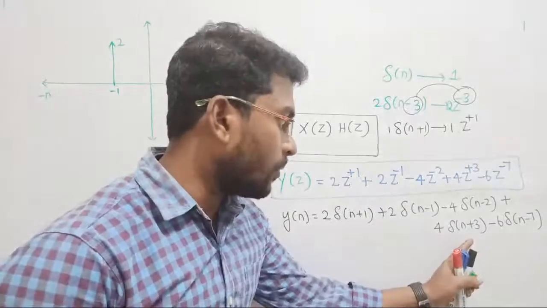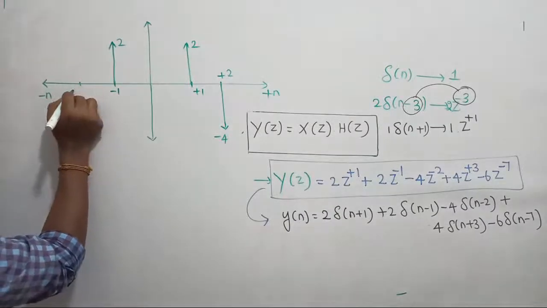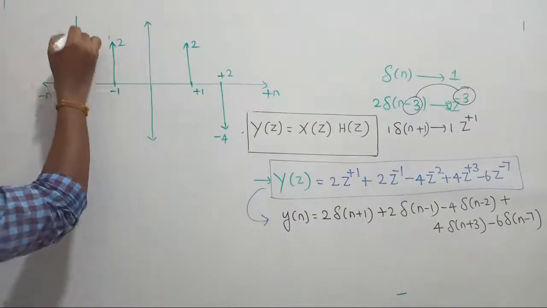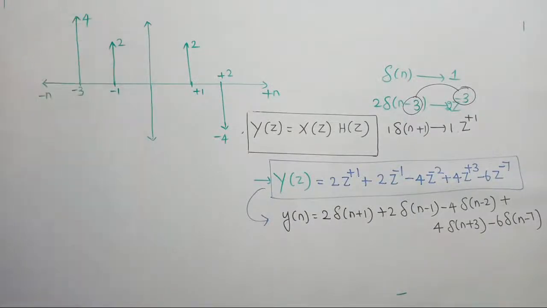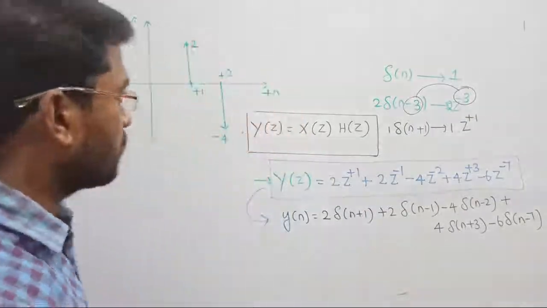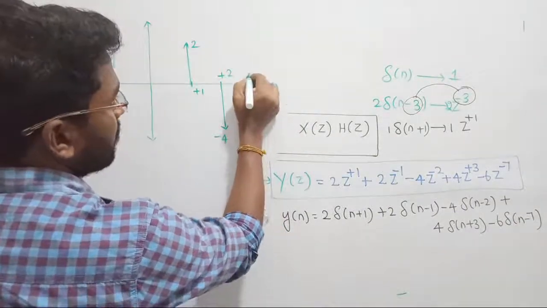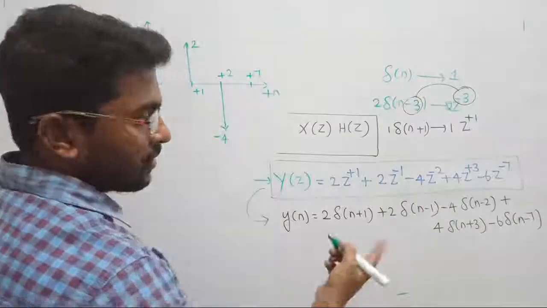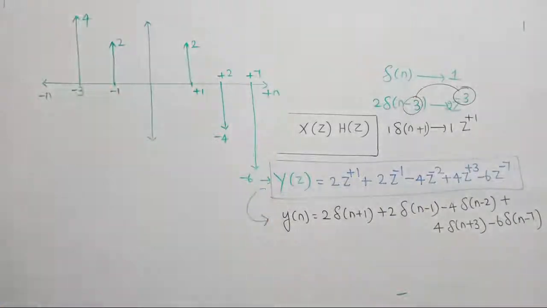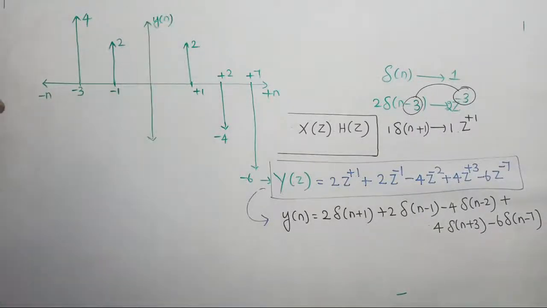Now, del of n plus 3 in the sense n equal to minus 3. Where is n equal to minus 3? That is n equal to minus 3. At n equal to minus 3, we have an impulse value of 4, right? The height of the impulse is going to be 4. Next, at n equal to 7, we have minus 6. N equal to 7 is somewhere here, and its impulse height is minus 6. So that is the finalized answer for the given function y of n. Yes, successfully we have drawn the graph.